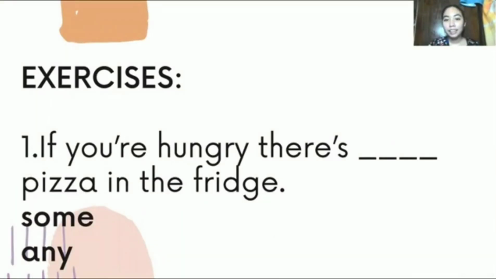So for the exercises, I want you to please read and answer this question, and then tell me what is the appropriate word for the blank. It is some or any.